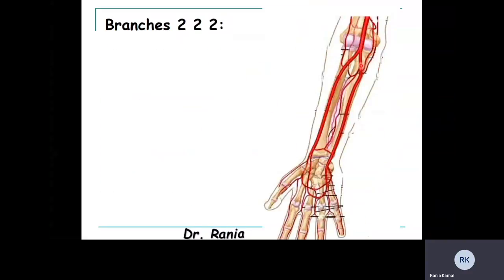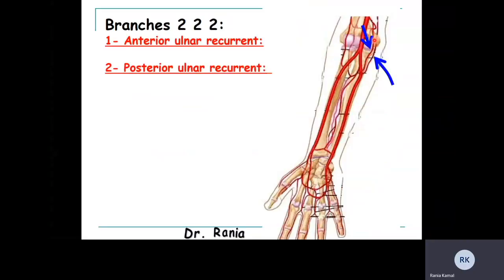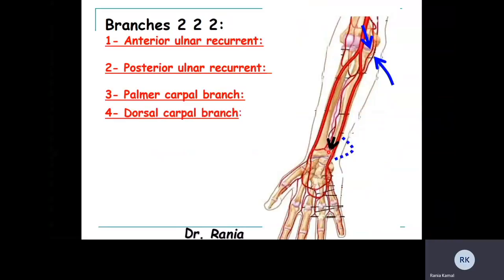The branches are 2 recurrent, anterior ulnar recurrent and posterior ulnar recurrent. They will ascend upward, 1 in front and 1 behind the medial epicondyle of the humerus. It will give a palmar carpal branch, which will share in the formation of the palmar carpal arch, and a dorsal carpal branch to share in the formation of the dorsal carpal arch.